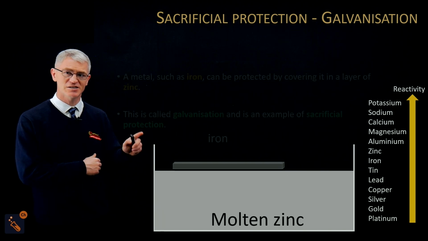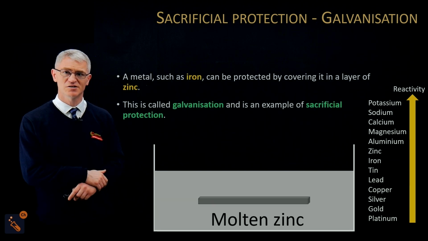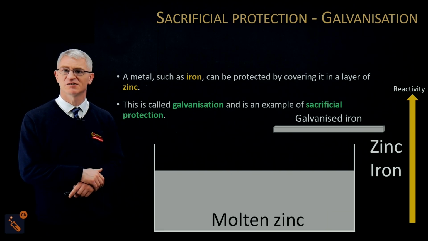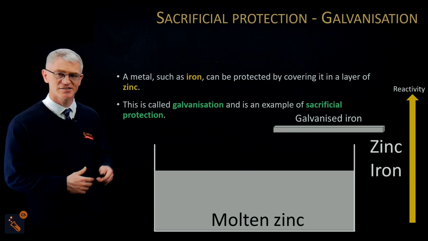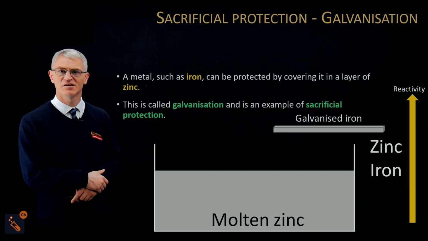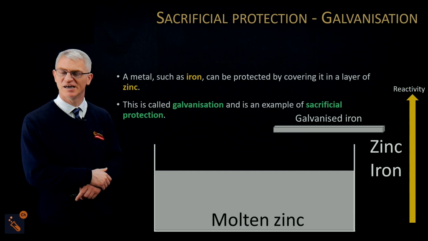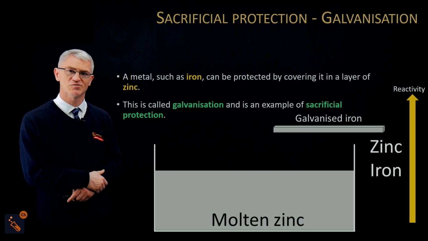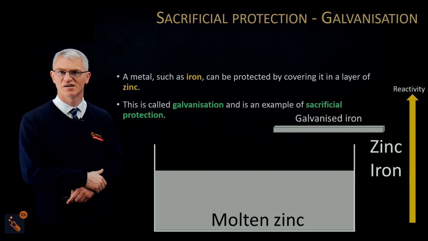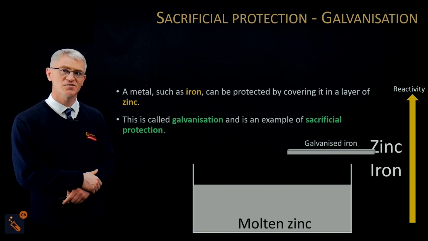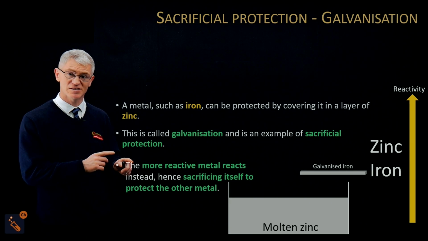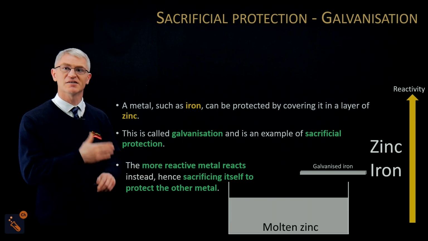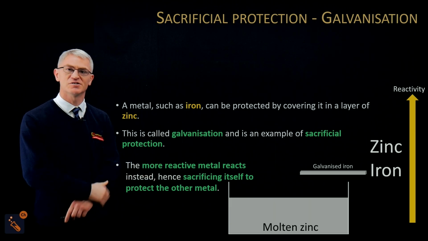So let's look at it happening. They just dip it into the molten zinc, that's all they do, and then they bring it back out, and it will be a galvanized piece of iron. That might be used for railings and things like that you have in houses that go outside. You'll see it everywhere. If you have a look, it's got a certain look and feel, and it will be there all the time. And you can see zinc is more reactive than iron. So just to finish this off, the more reactive metal reacts instead, hence sacrificing itself to protect the other. An example of this is sacrificial protection.